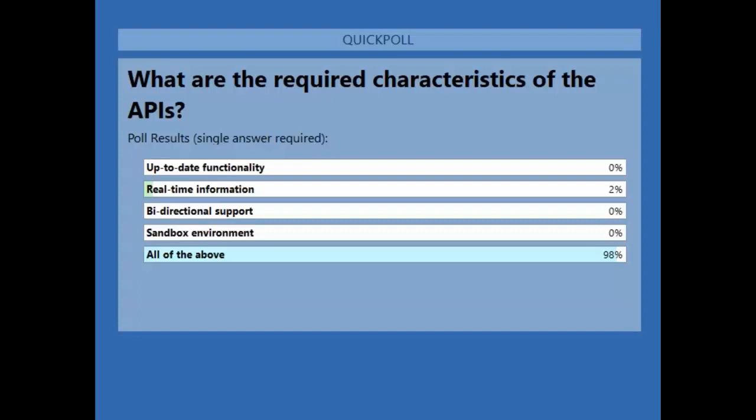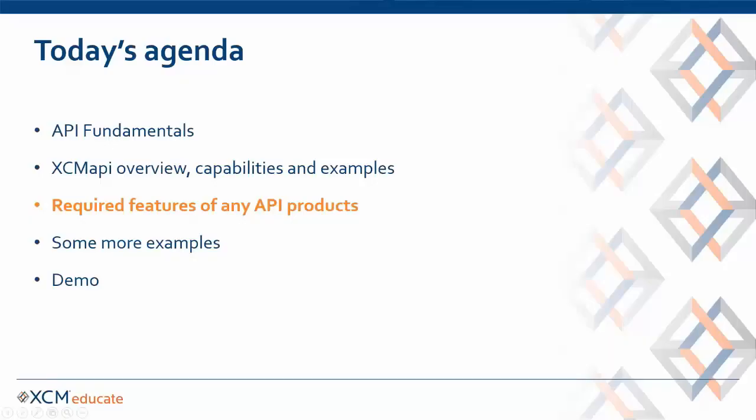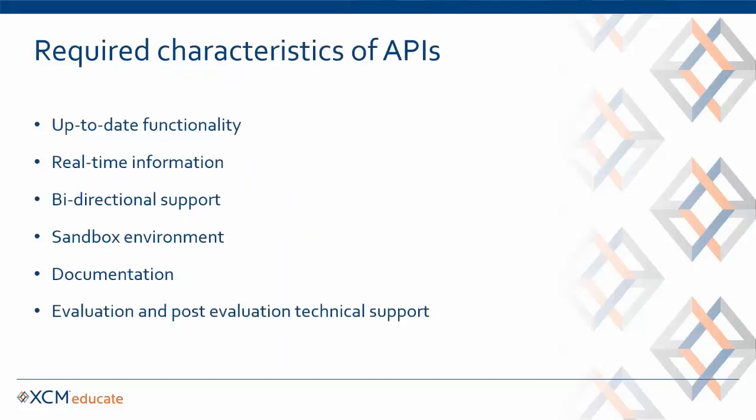Okay, so I guess most of the answers are all of the above, and that is right. I'm actually going to get into the required features of any API product. So what I thought, when I was putting this together, is that we should also give you an industry standard guideline that one should look into while evaluating any API products, and not only XCM API. This is true with any API product.